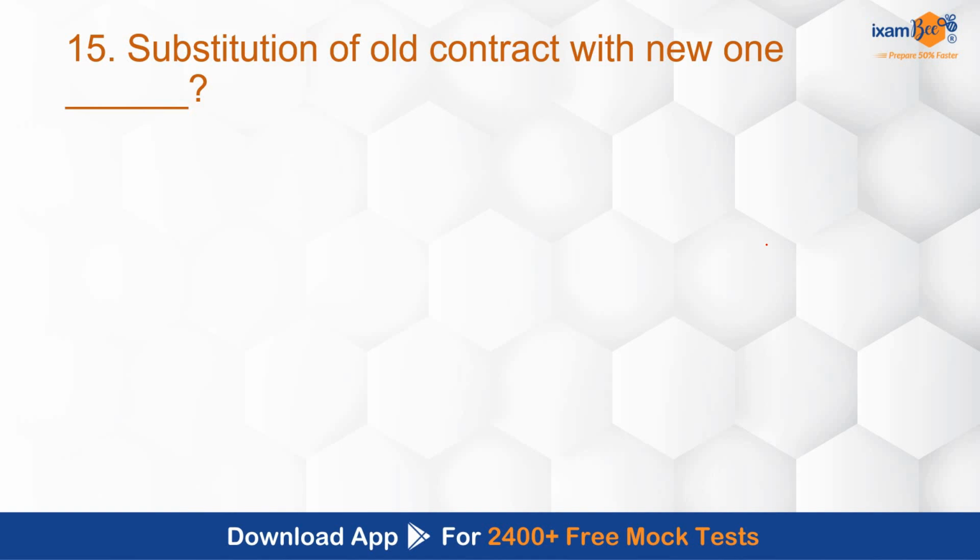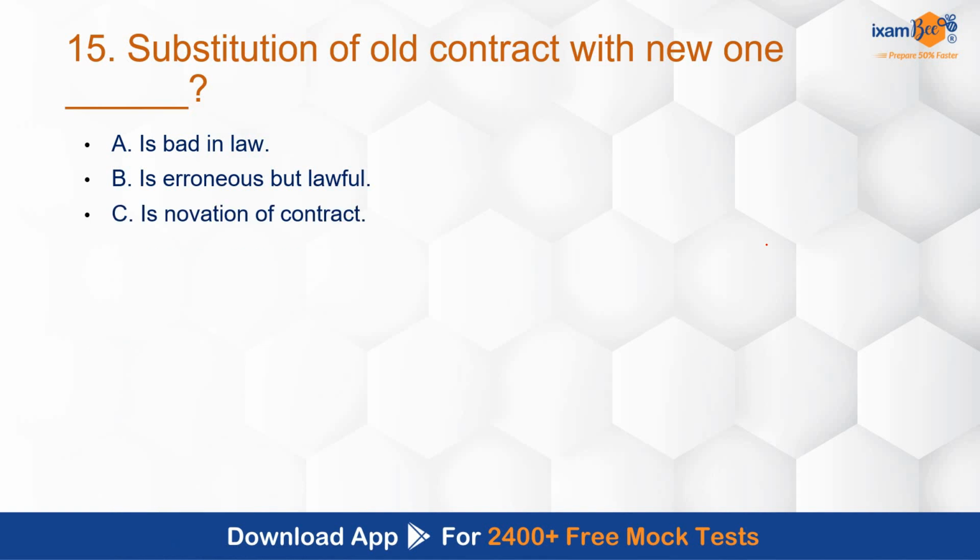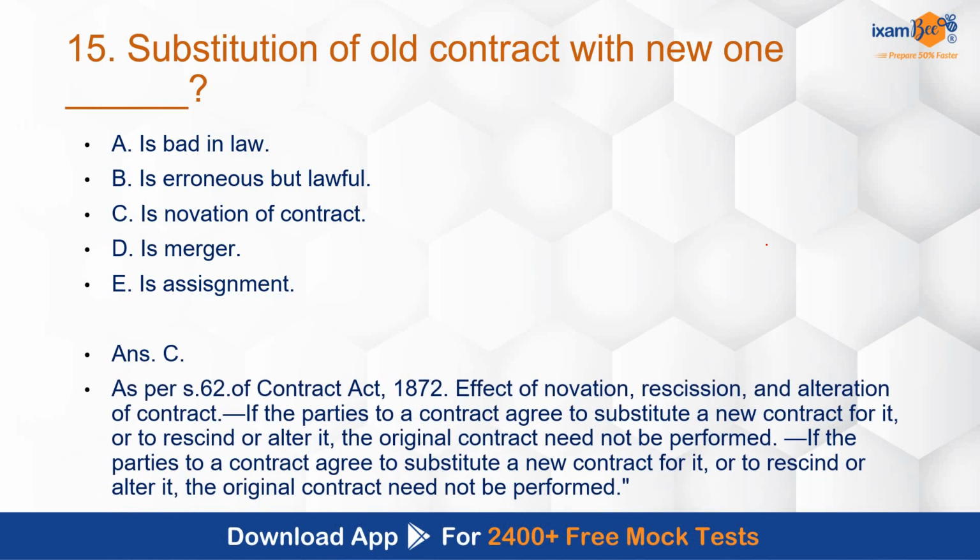Question number 15. Substitution of an old contract with a new one is bad in law, is erroneous but lawful, is novation of contract, is merger, is assignment. The correct answer is C, novation of contract. As per Section 62 of the Indian Contract Act, effect of novation, rescission and alteration of contract: if the parties to a contract agree to substitute a new contract for it or to rescind or alter it, the original contract need not be performed.